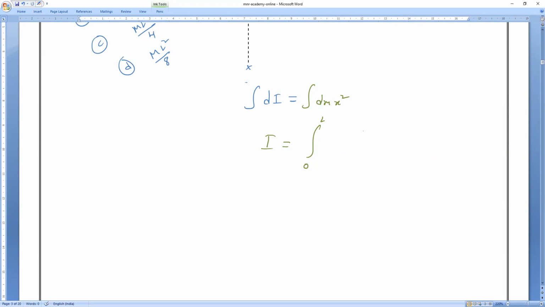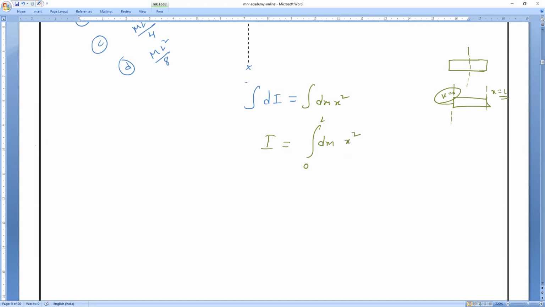0 to L. Because before, for the rod, the axis of rotation was passing along the center of mass. Now the axis of rotation is along one of the ends. One of the ends means here x equals 0, and at the last, x equals L. So what are the limits, guys? x equals 0 to L. That's all. So dm into x squared.